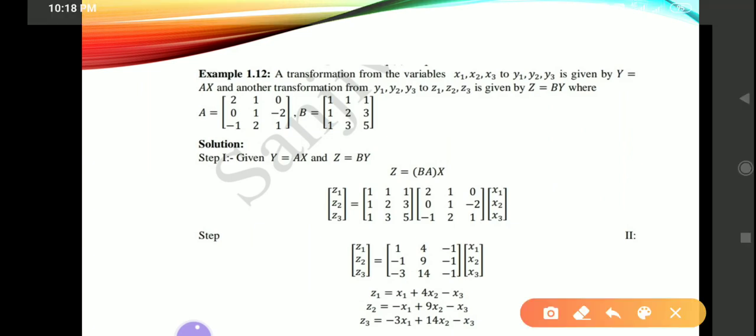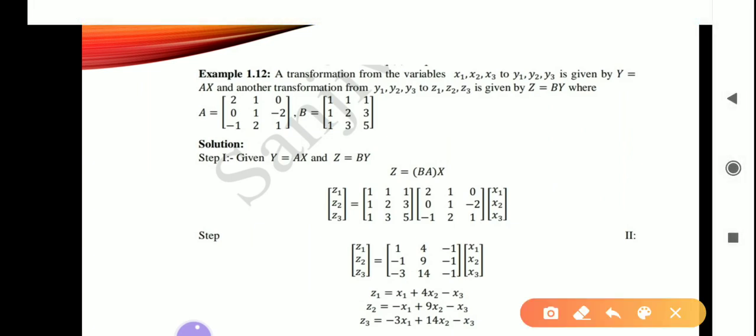So the problem is, a transformation from the variables x1, x2, x3 to the variables y1, y2, y3 is given by y is equal to Ax. Means the first transformation is given as y is equal to Ax. Then another transformation from the variables y1, y2, y3 to z1, z2, z3 is given by z is equal to By. So this is the second transformation, z is equal to By, where matrix A is equal to this, matrix B is equal to this. What is the question here?